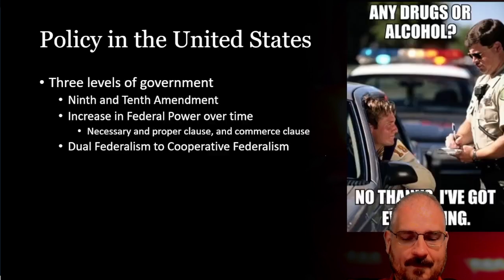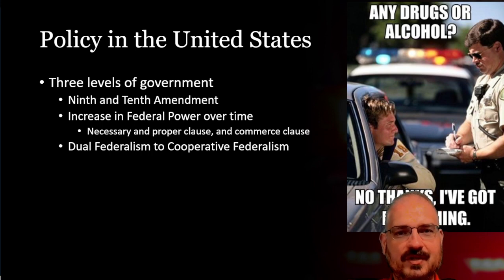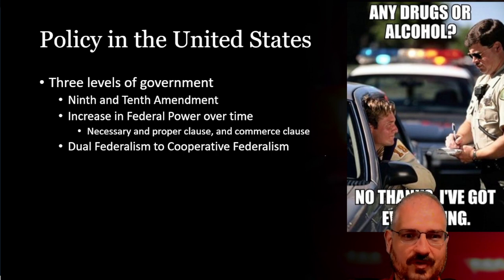Now, there are also three levels of government in the United States. There's the local, there's the state, and there's the federal. Right? And the Constitution really only lays out the powers of the federal government. The only time that the lower two levels get any kind of mention at all is in the 9th and 10th Amendments, which were passed soon after the original Constitution was passed.